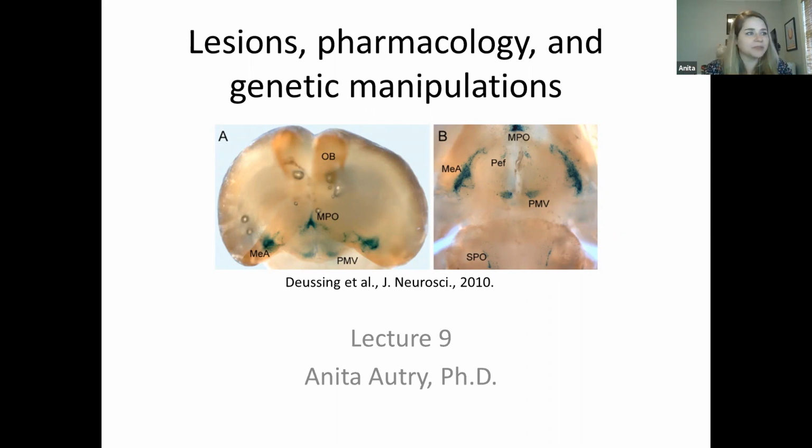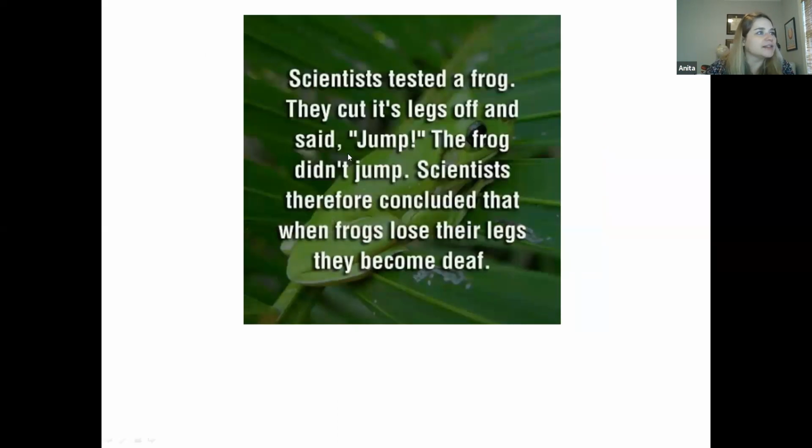So I didn't want to completely abandon them. As usual, I'll start with a little scientific adage. Scientists tested a frog, they cut its legs off and said, jump. The frog did not jump. Scientists therefore concluded that when frogs lose their legs, they become deaf. This is just to highlight that we need to be really careful when we're interpreting our results based on what manipulations we're doing.